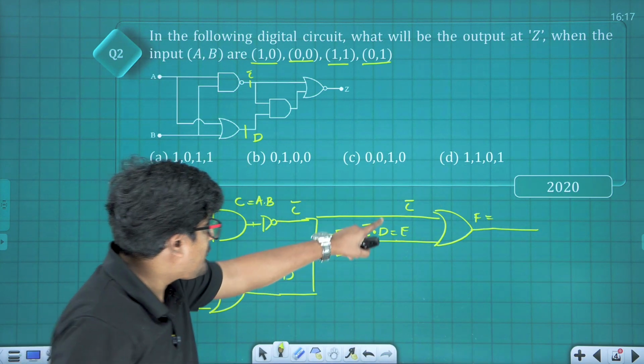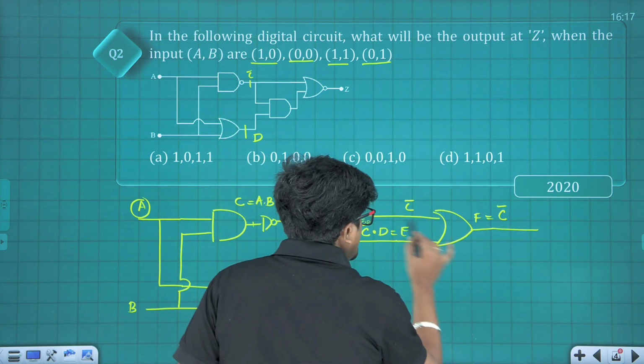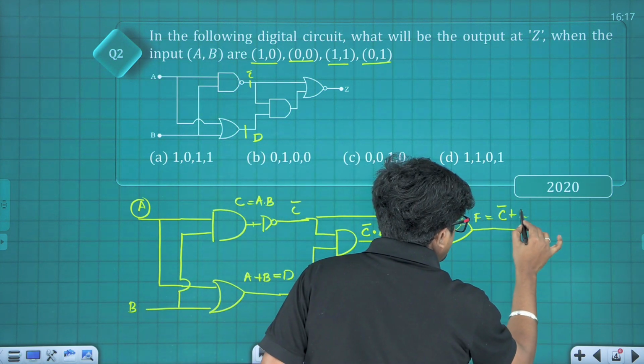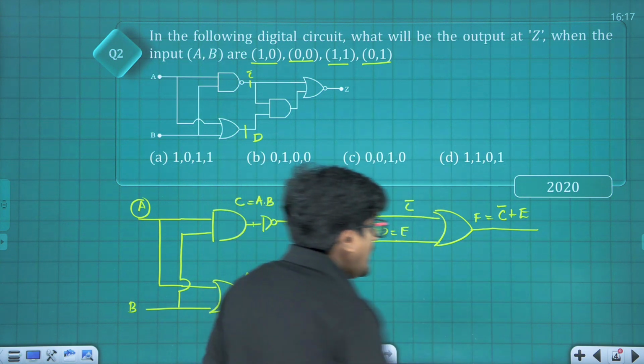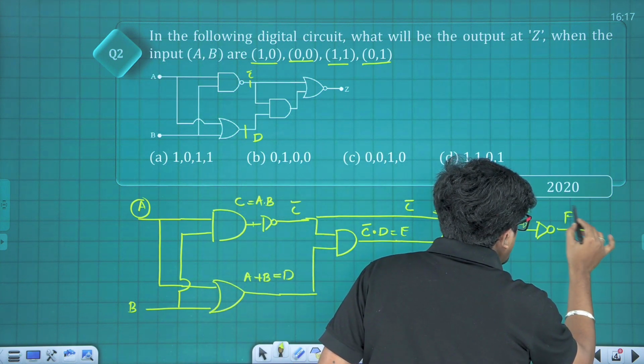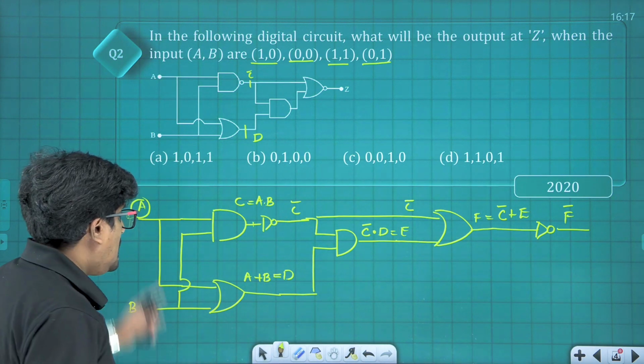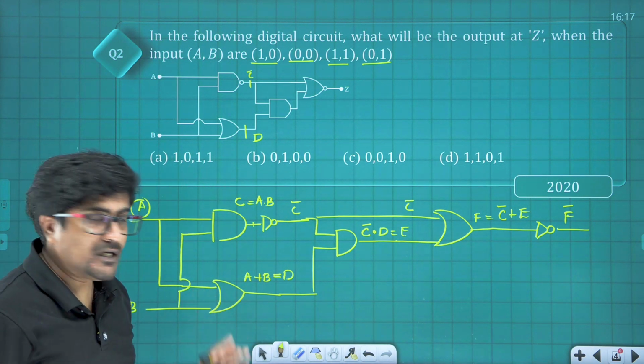And what should be F? F should be C bar plus E. And finally what do I have? A NOT gate, which means the output should be F bar. Is that fine? Now I am going to create the final truth table.